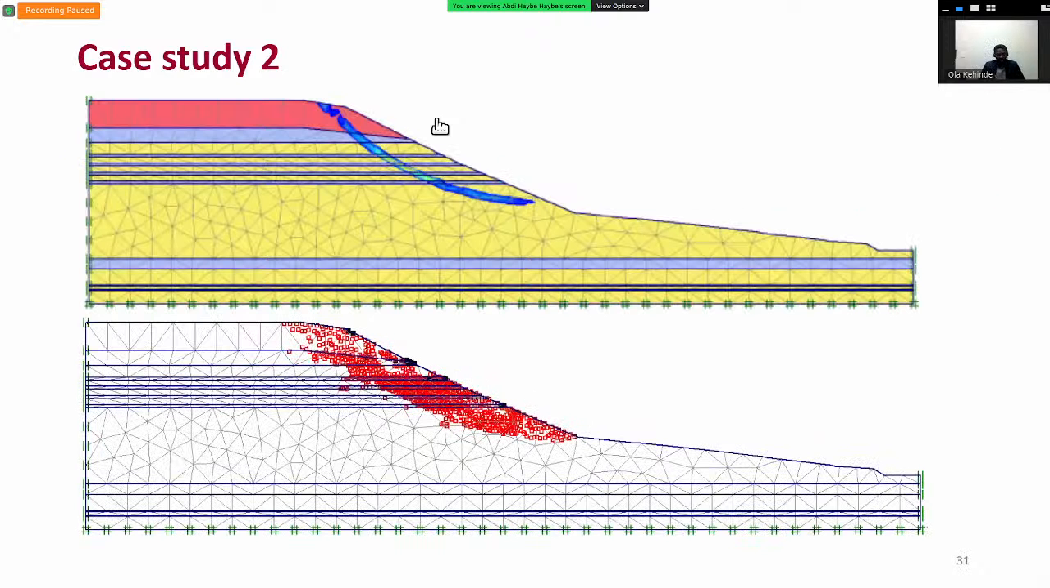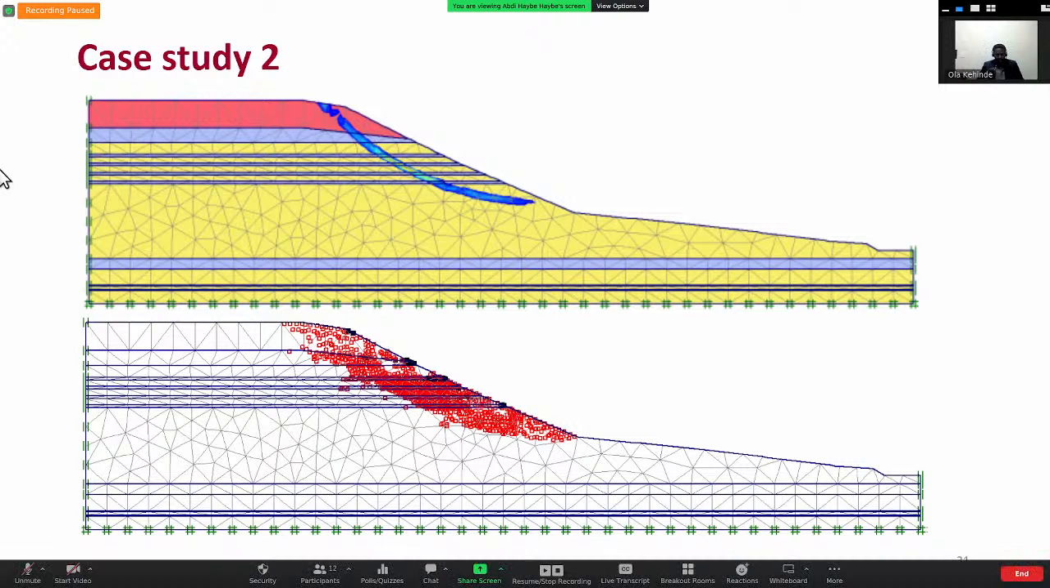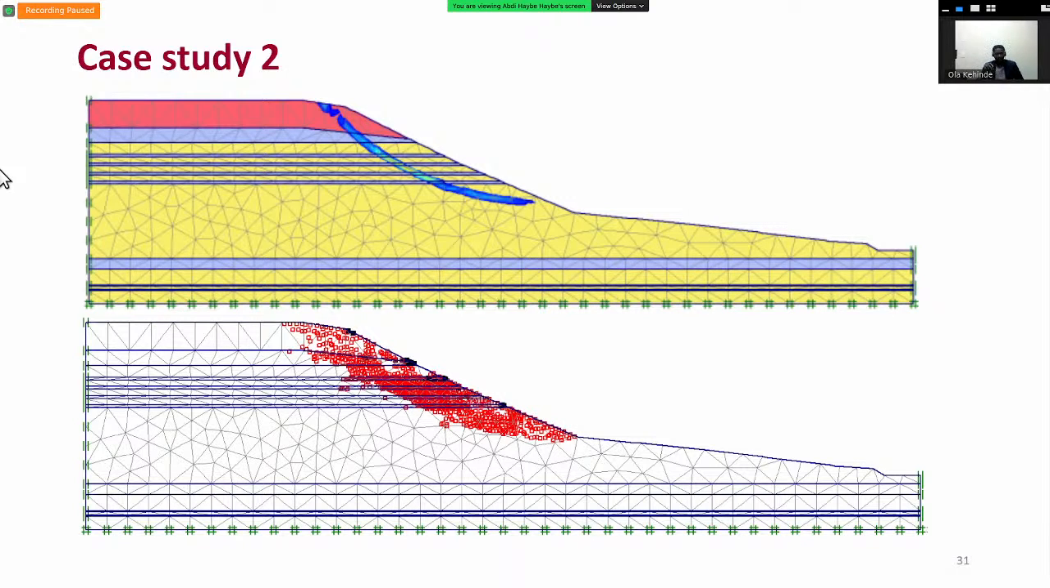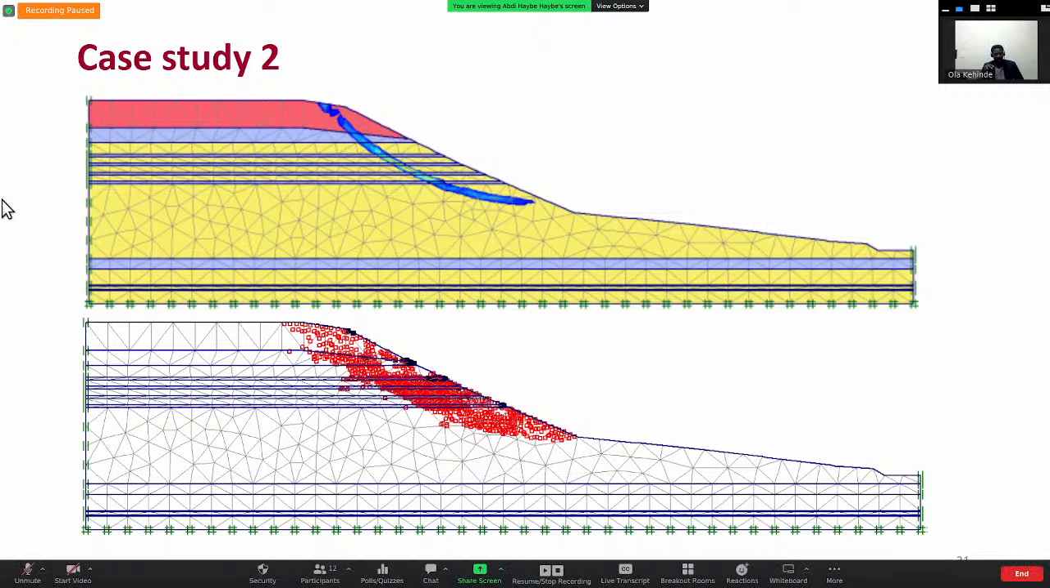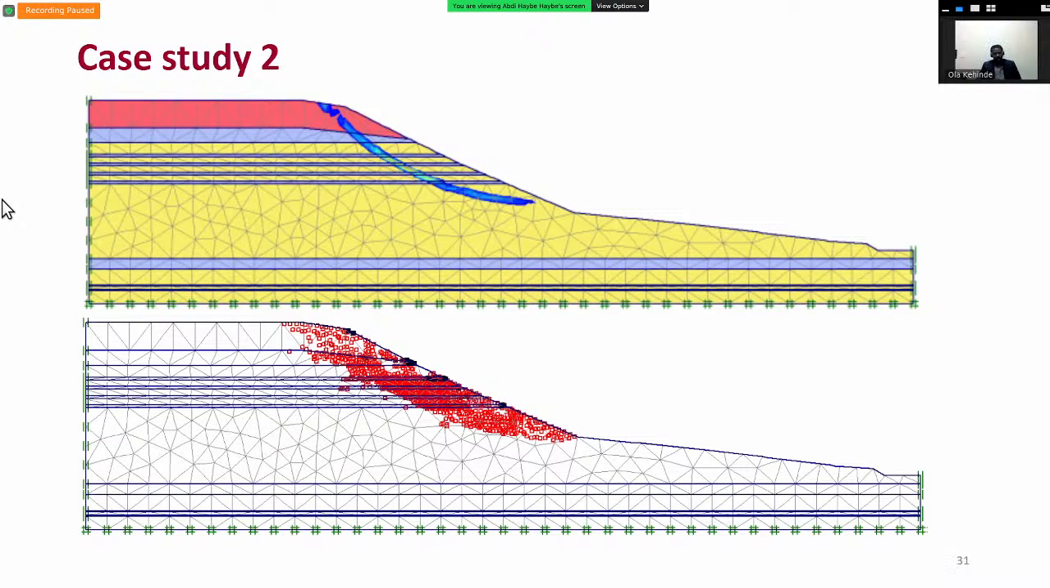Thank you. This diagram here, the top one shows the stress-strain relationship in the blue circular curve, and the bottom one shows the localized plastic zone.